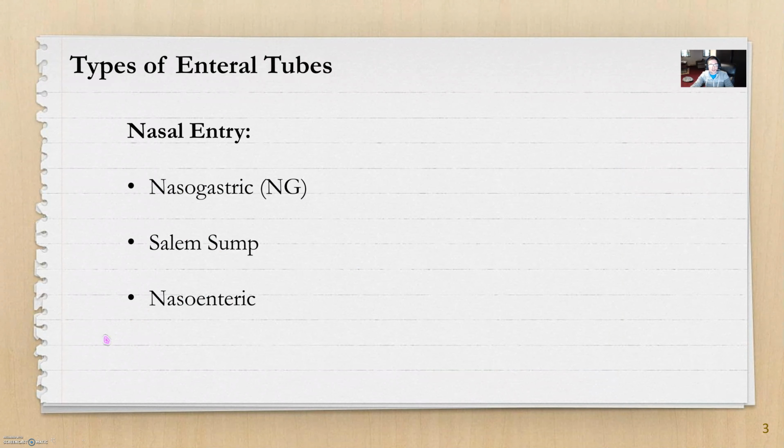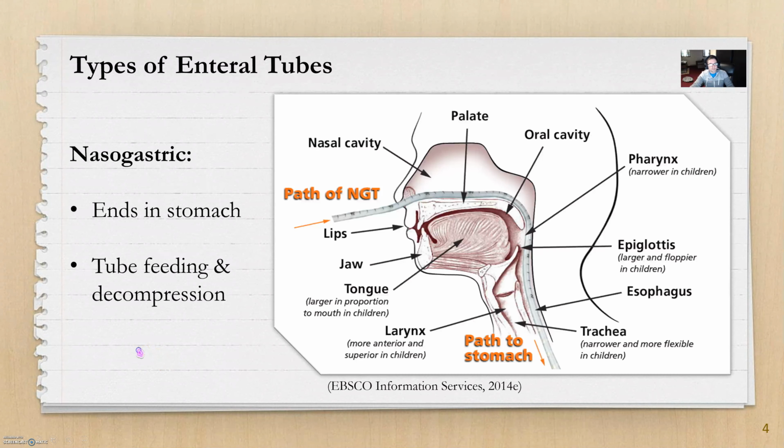So that basically gives an overview of the different tubes and their different points of entry, and that's exactly what determines one type of tube from another. So the first we're going to go over is nasal entry tubes. There's three that you typically see. One's nasogastric or an NG tube. One is the Salem sump, and then one is a nasoenteric tube. But we'll go over those.